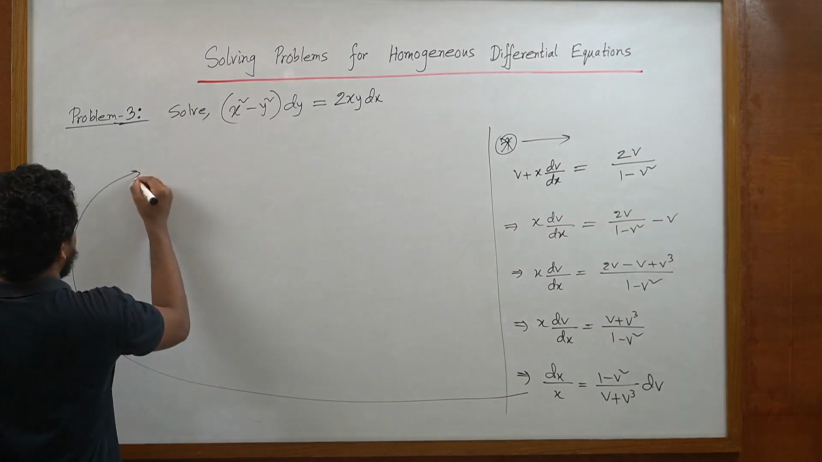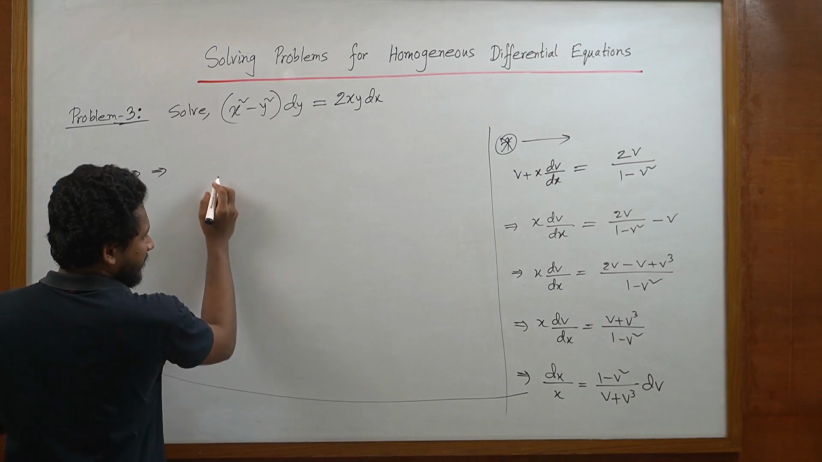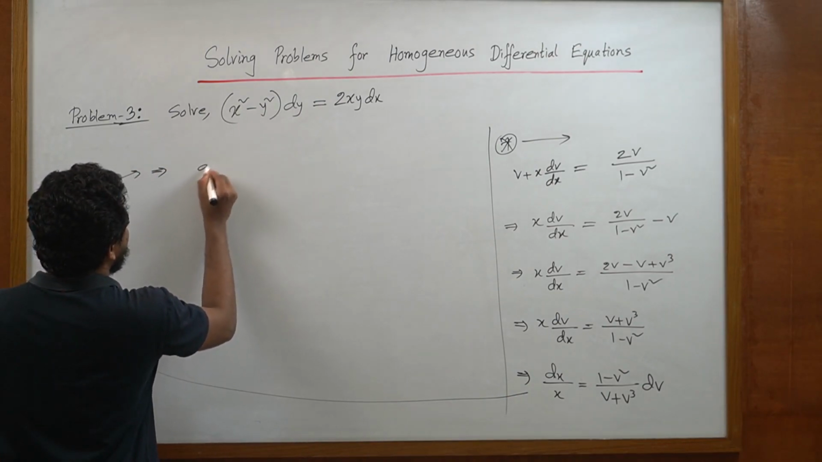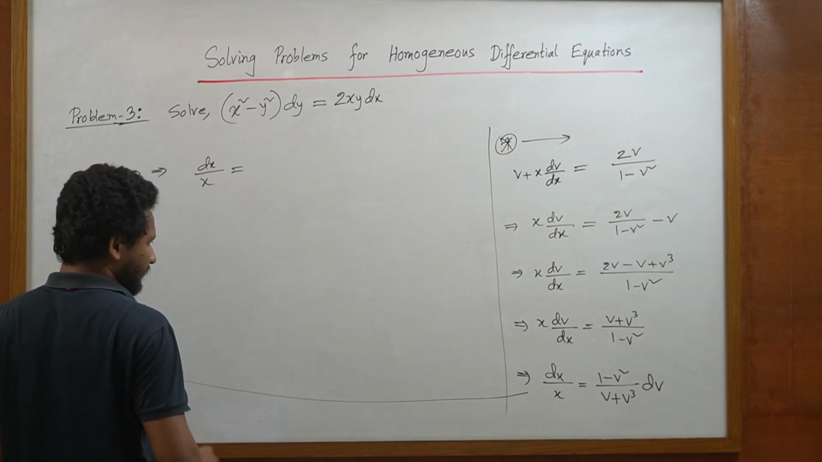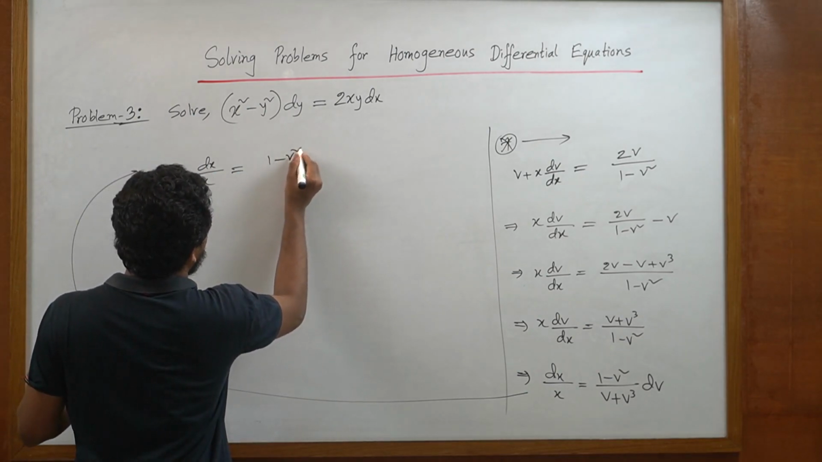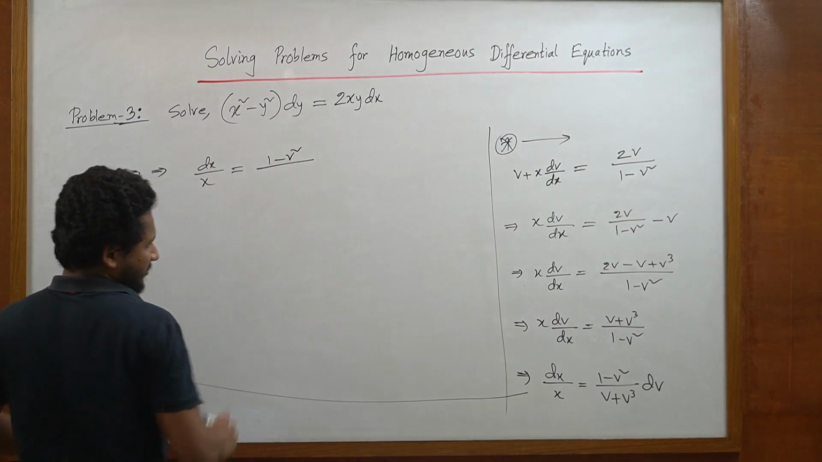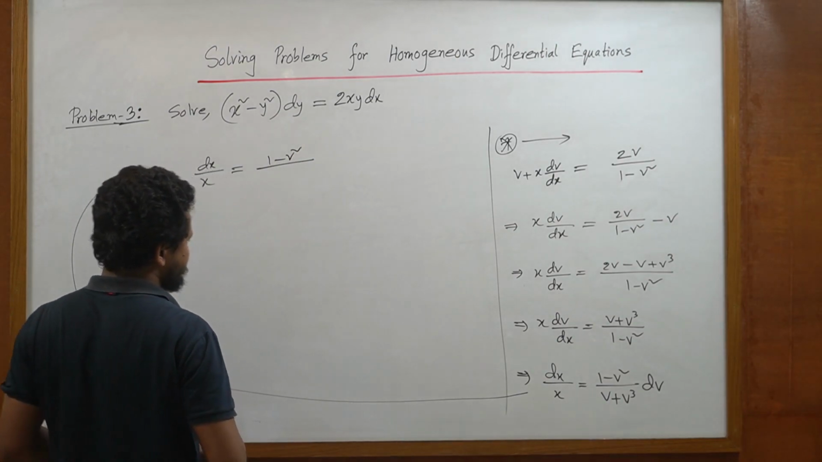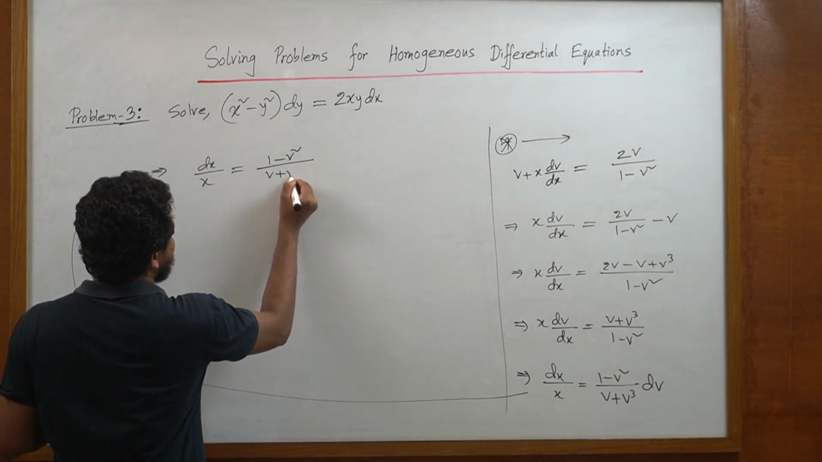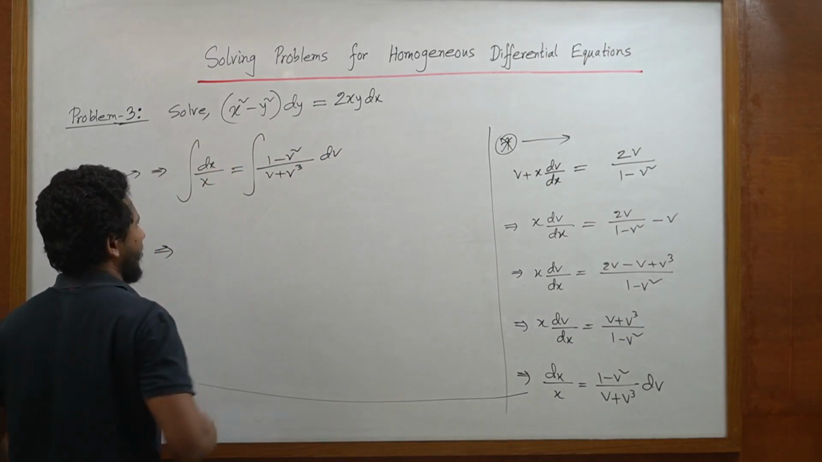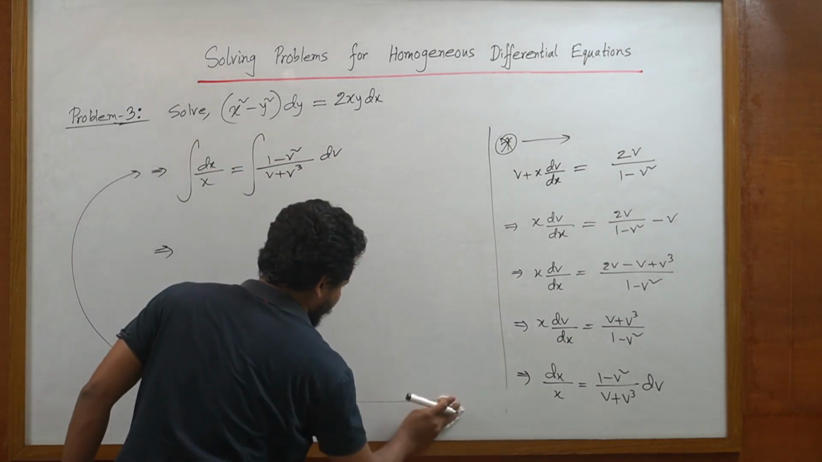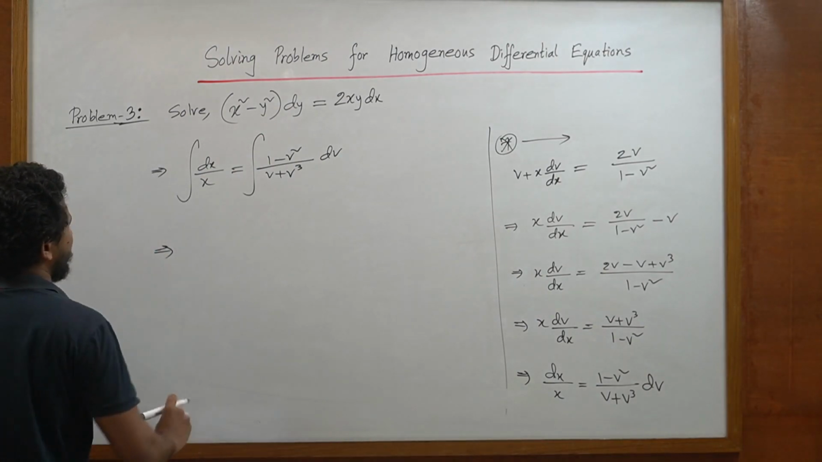Now we get dx by x equals 1 minus v square by v plus v cube dv. We will integrate both the sides.